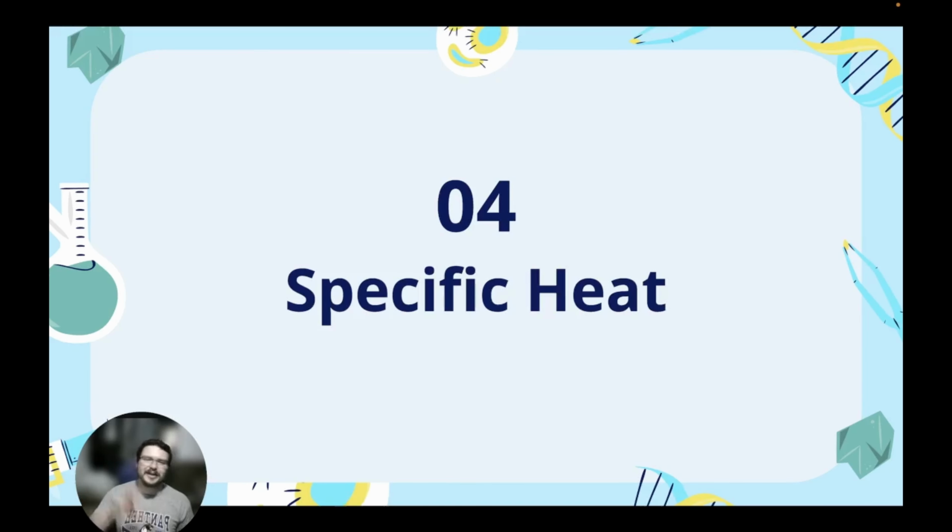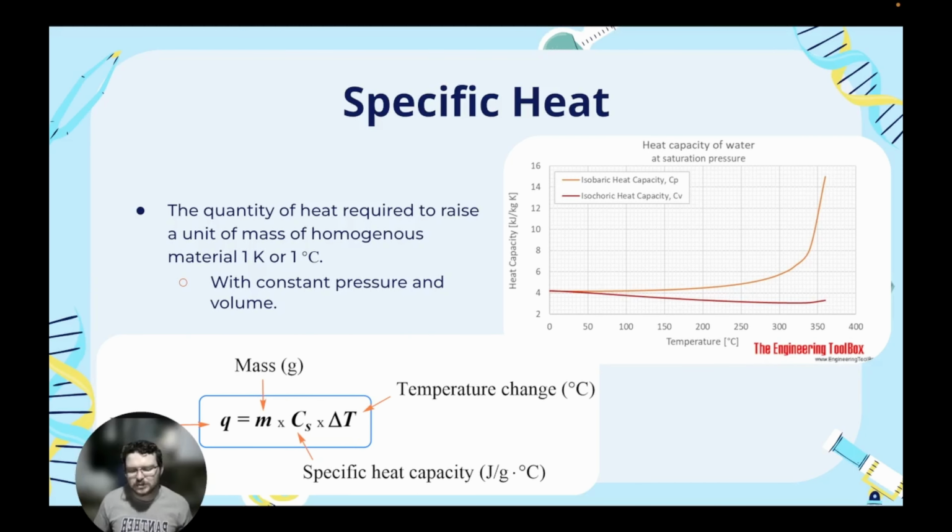All right, and then lastly, let's talk about specific heat. We talked about specific heat in our last lesson, and basically we talked about the fact that we were going to set up a coffee cup calorimeter and then be able to calculate the specific heat of a metal, based on the quantity of heat that it took to raise a unit of mass of a homogeneous material by 1 degree Celsius. Okay, and the equation to do this is down here on the bottom left.